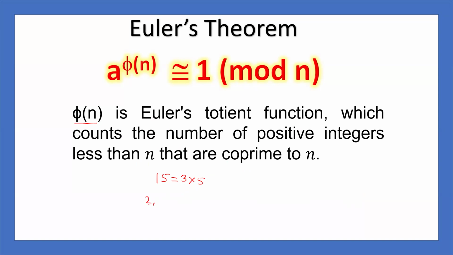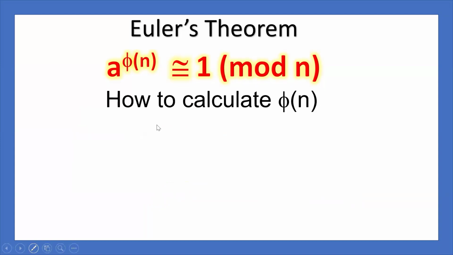For example, we can take 2, 4, 7 and so on. These are known as co-prime numbers, which have nothing in common with 15. So phi(n), Euler's totient function, calculates how many such numbers there are. Euler said that a to the power phi(n), when divided by n, gives 1 as the remainder. Now let us see how to calculate phi(n).